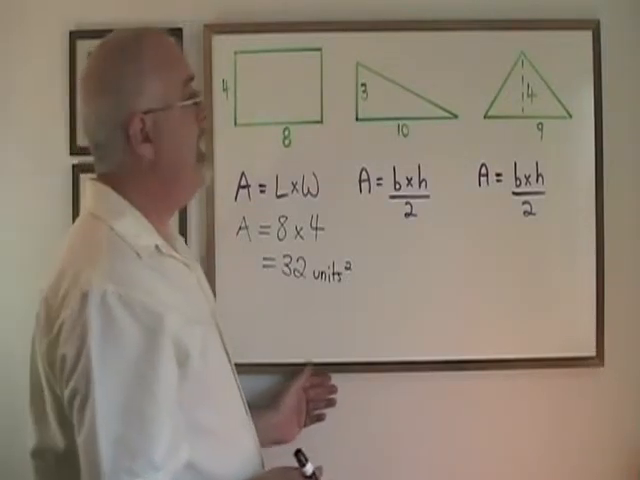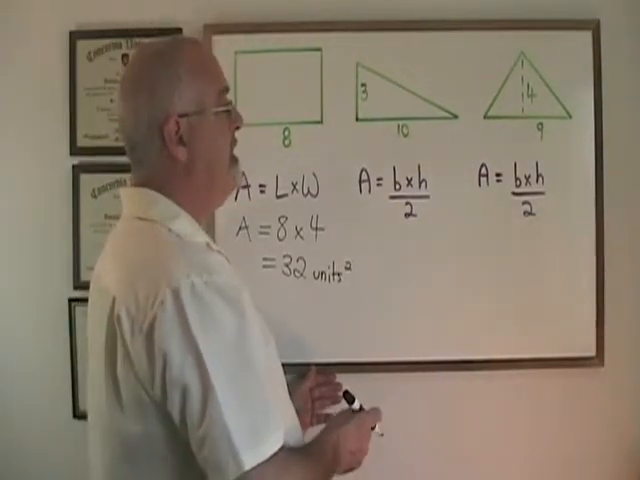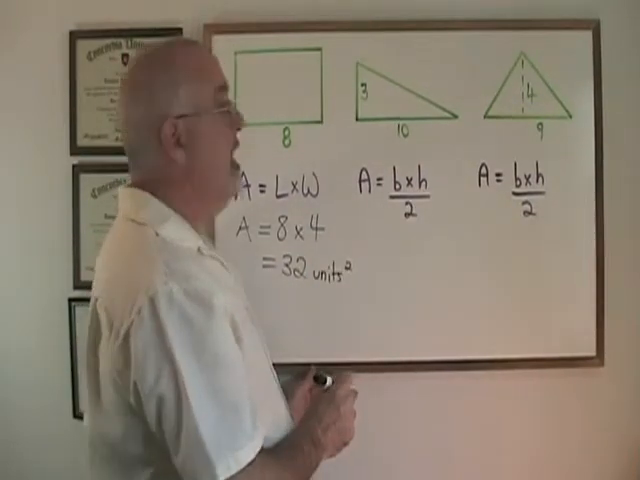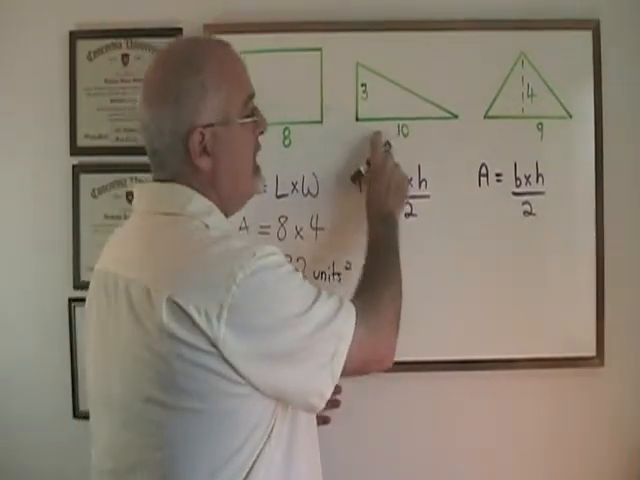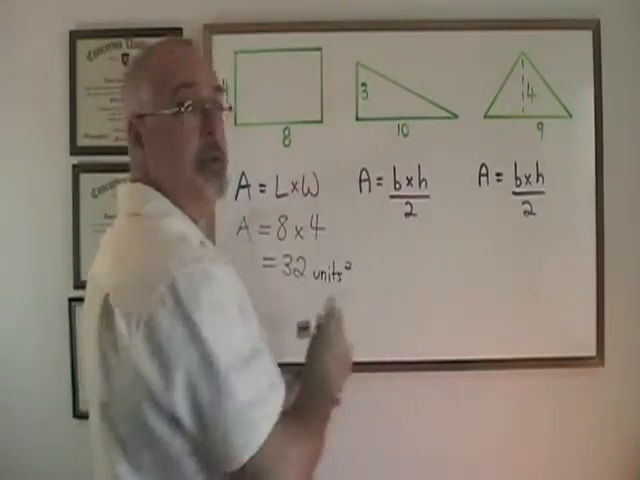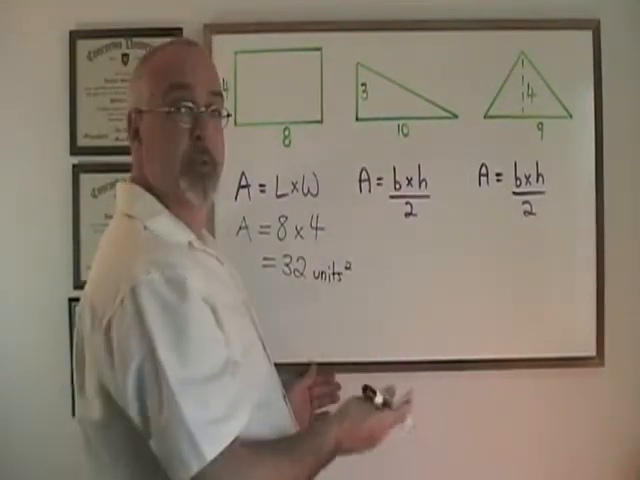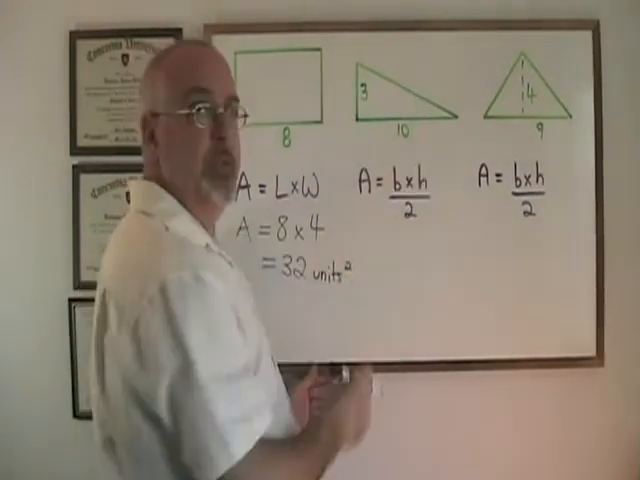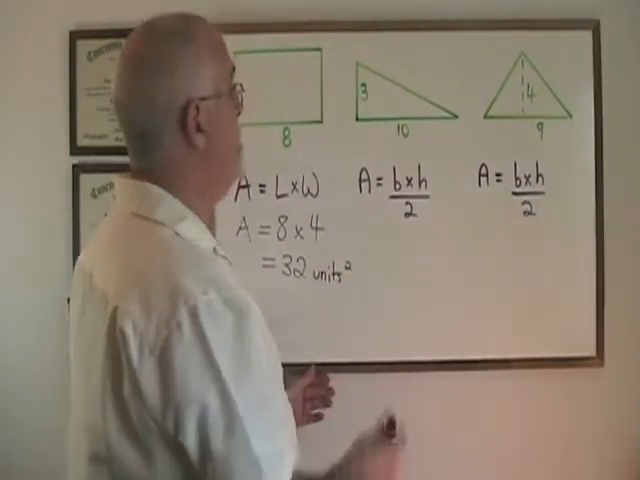In the triangle, we have base times height over 2 to give us our area. The base, I'm going to say the 10 is the base and the 3 is the height. But we are in a similar situation in that if someone said the 3 was the base and the 10 was the height, the formula would still work.